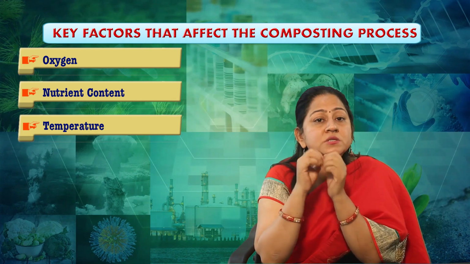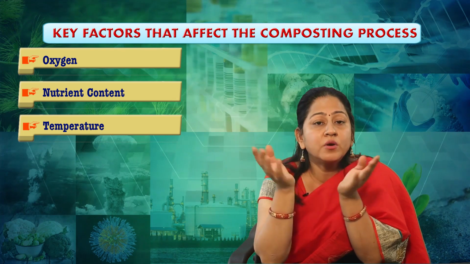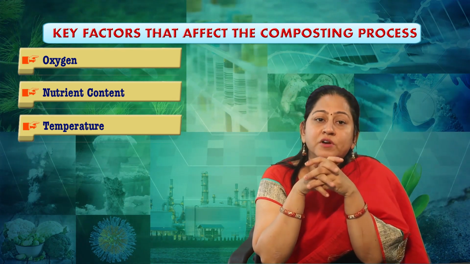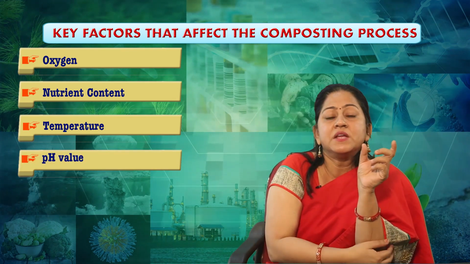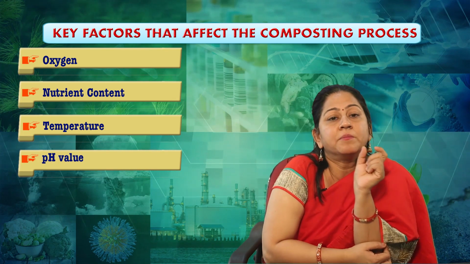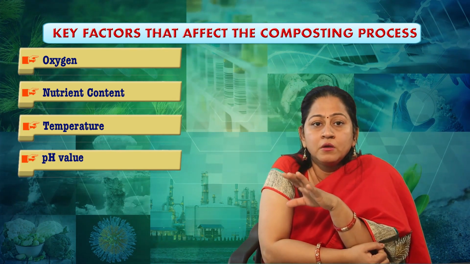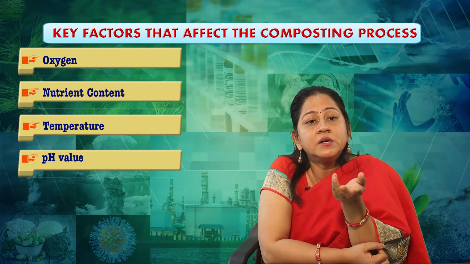Then temperature, as you all know, for working of the microbes, too high temperatures are also not good, too low temperatures are also not good. So, bacteria, fungi, microorganisms which are working need an optimum temperature to function. pH values are also very important, because for bacteria to function effectively, the pH should range between 6 to 7.5. So, below 6, the functions will be altered.